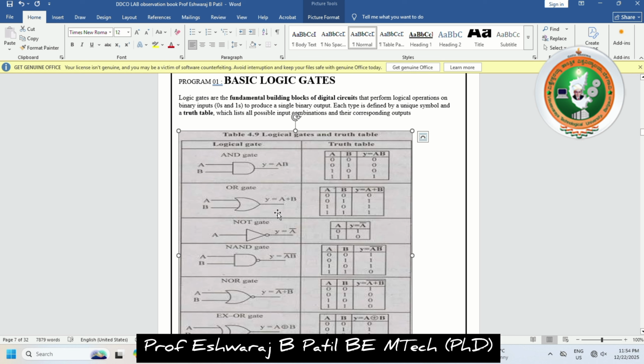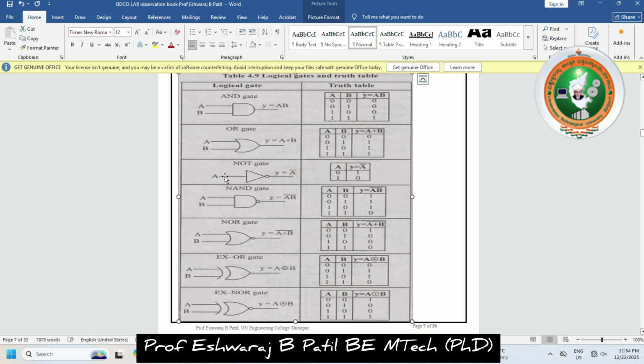And we can also observe the OR gate. The OR gate has inputs A and B and the output is y. The OR gate performs the addition operation. If any one input is 1, then the output is 1, otherwise 0. If both inputs are 0, then the output is 0. If any one input is high, then the output is high in the OR gate.